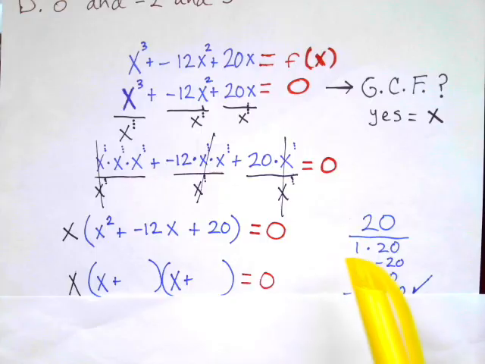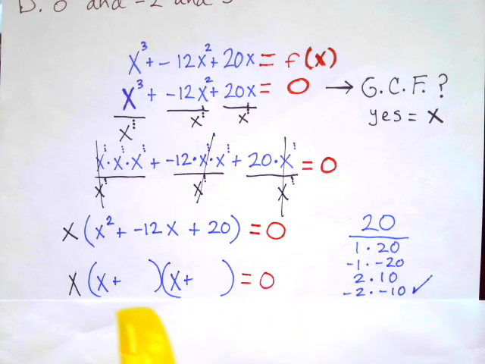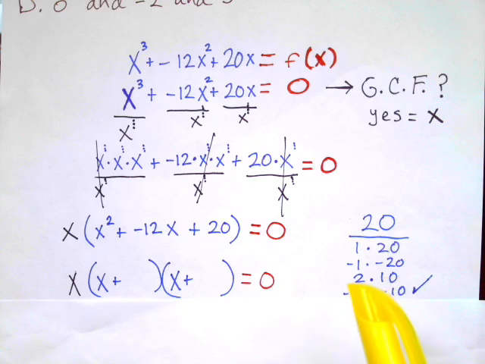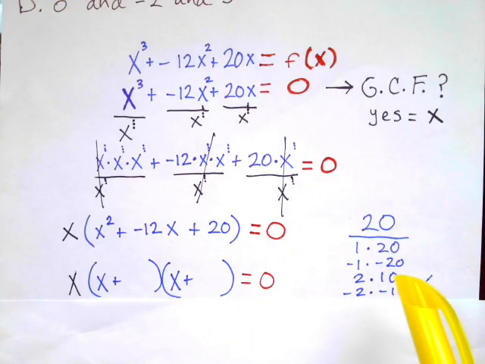So I'm going to set up my factor tree right here. I'm looking for 2 numbers that multiply to 20 but add up to -12. Well, 1 times 20 is 20 but adds up to 21. -1 times -20 gives me a +20, but that adds up to -21. 2 times 10 is 20, but that adds up to +12.